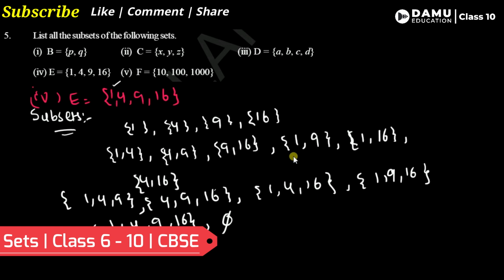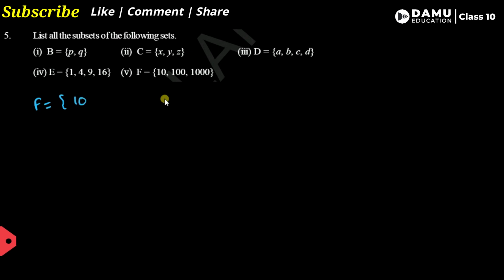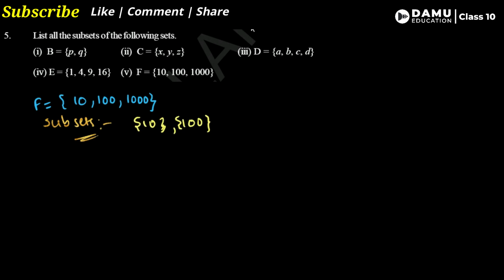So this is the way to find this. Then what is the next one? That is the fifth one. What is the fifth one here? We have been given 10, 100, 1000. So F is equal to {10, 100, 1000}. So this is the set. For this we will write the subsets. Subsets means we first write the single elements: first {10}, then {100}, these are the single sets, then {1000}.